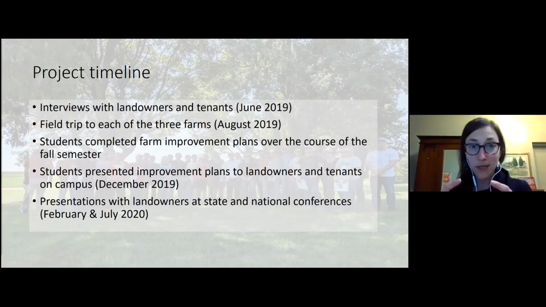We partnered with these 3 different case studies and visited them in August of 2019, after Angie and I had interviewed the farmers and landowners earlier that summer. And then the students presented their reports to everyone. Everyone came to Lincoln for the presentations, when we used to do those things in person, in December of 2019. And I had the opportunity last year, in person in February and then online in July, to present some of this work, Angie and I, with some of our collaborators.